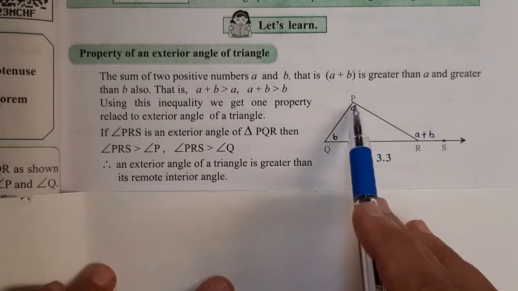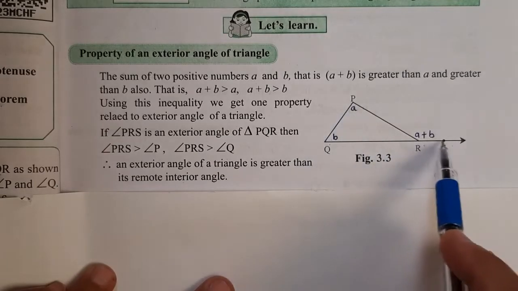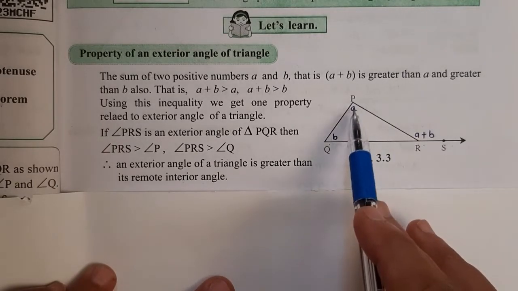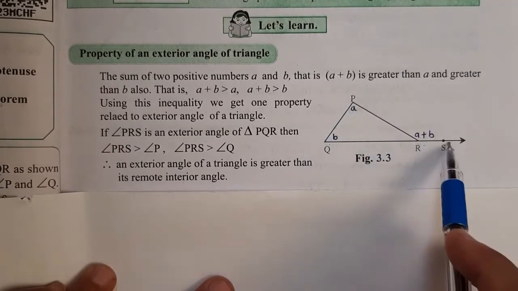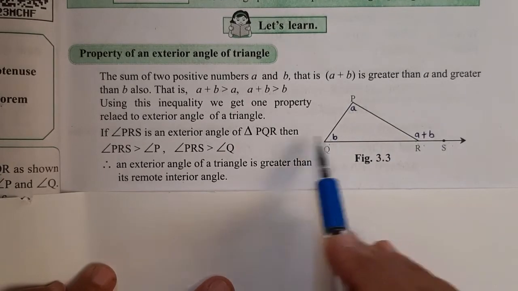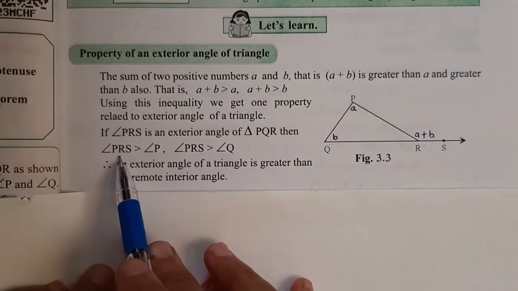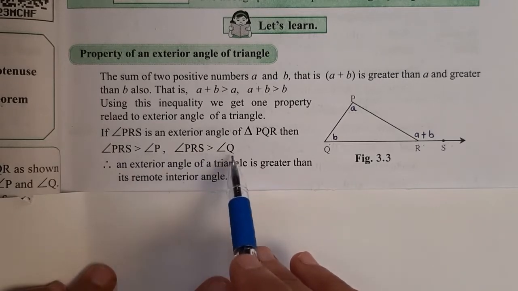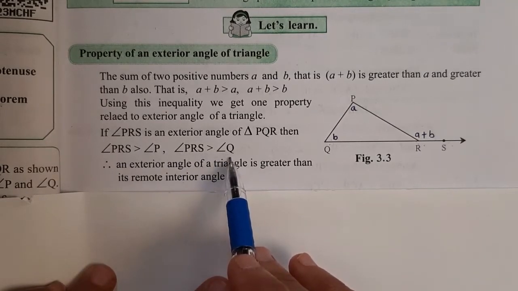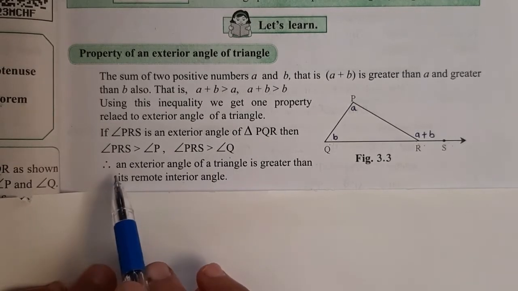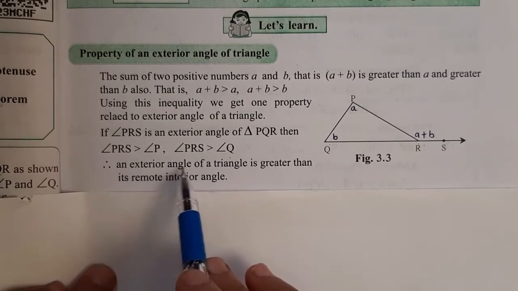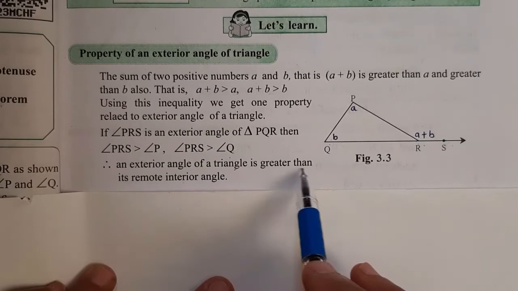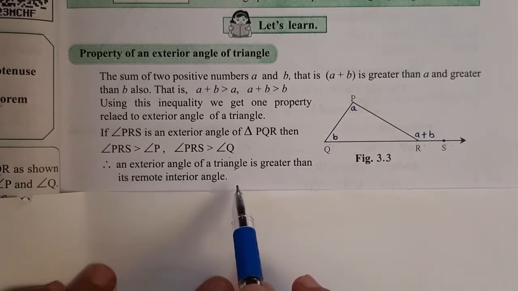But the measure of angle PRS is always greater than angle A. Similarly, the measure of angle PRS is always greater than angle B. That means we can say that angle PRS is greater than angle P, and angle PRS is greater than angle Q. That is nothing but: the exterior angle of a triangle is greater than its remote interior angle.